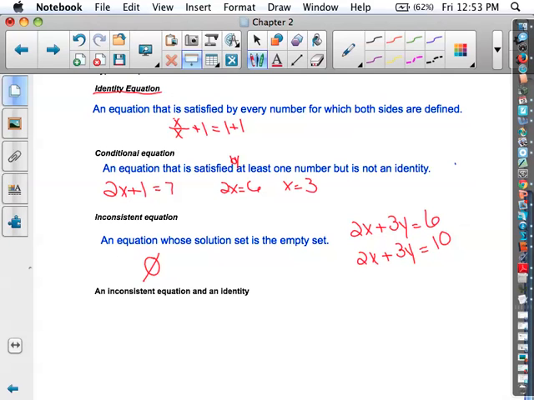When you're solving an inconsistent equation, you might see something like x is equal to x plus 2. So when you solve this, you get 0 is equal to 2. We know 0 is not equal to 2, so that makes no sense, and therefore it's not a solution. Now there's a difference between an inconsistent equation and an identity. So let's look at those two.